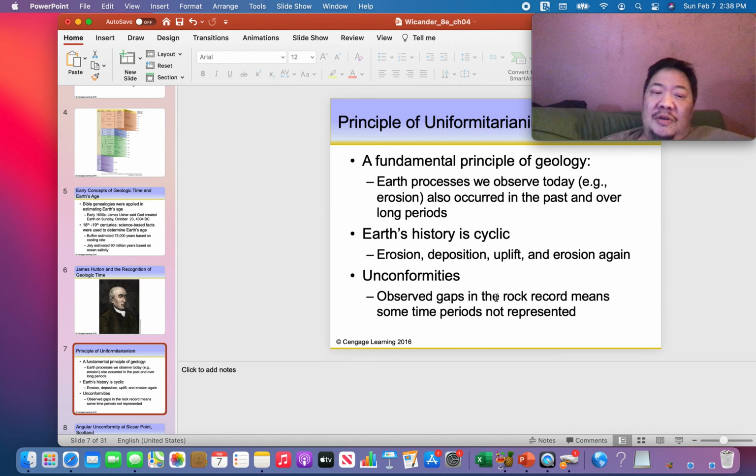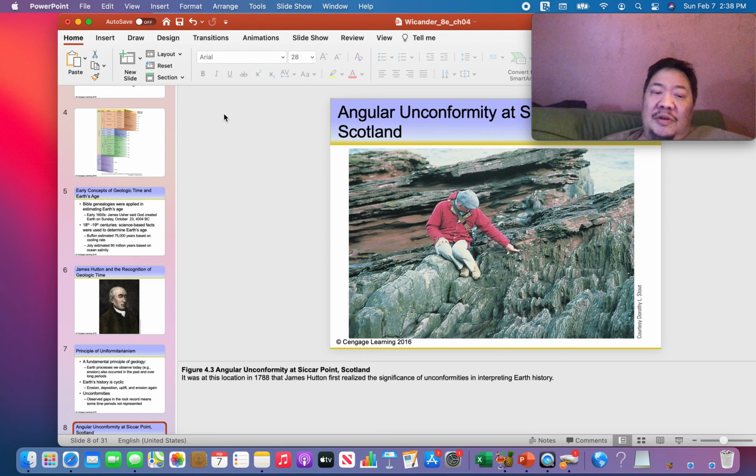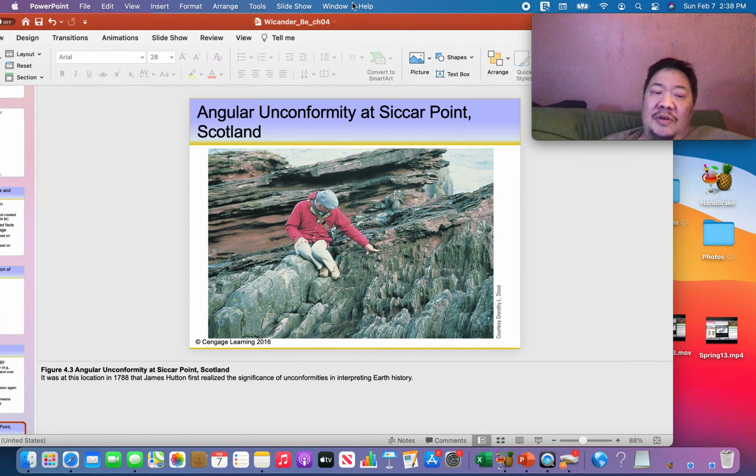Next thing we want to talk about is unconformities. What are unconformities? Well, unconformities are gaps in the rock record where time is not represented. James Hutton was the one who discovered what an unconformity is. And this is the exact place where James Hutton discovered what an unconformity is. It's one of the 3 kinds of unconformities shown here. It's called an angular unconformity. And it's a place located in Scotland at Siccar Point.